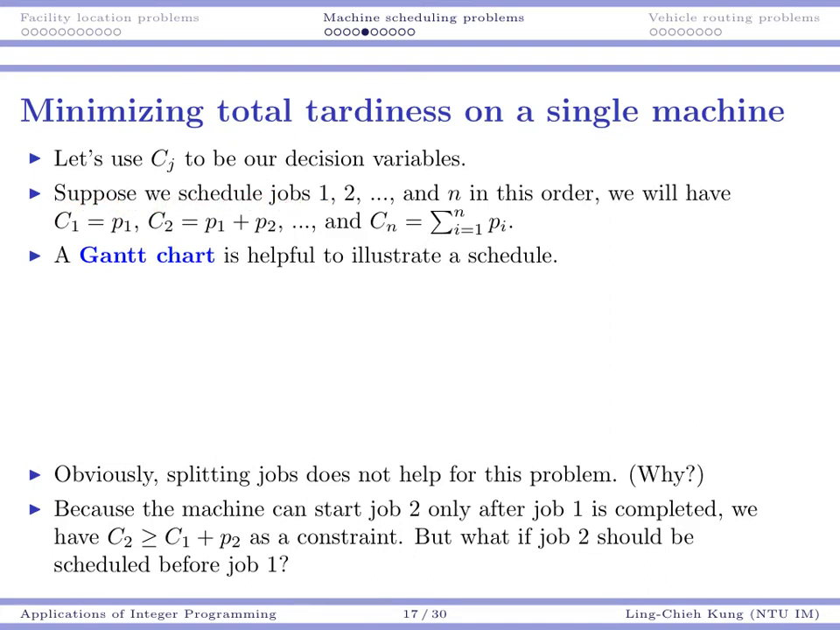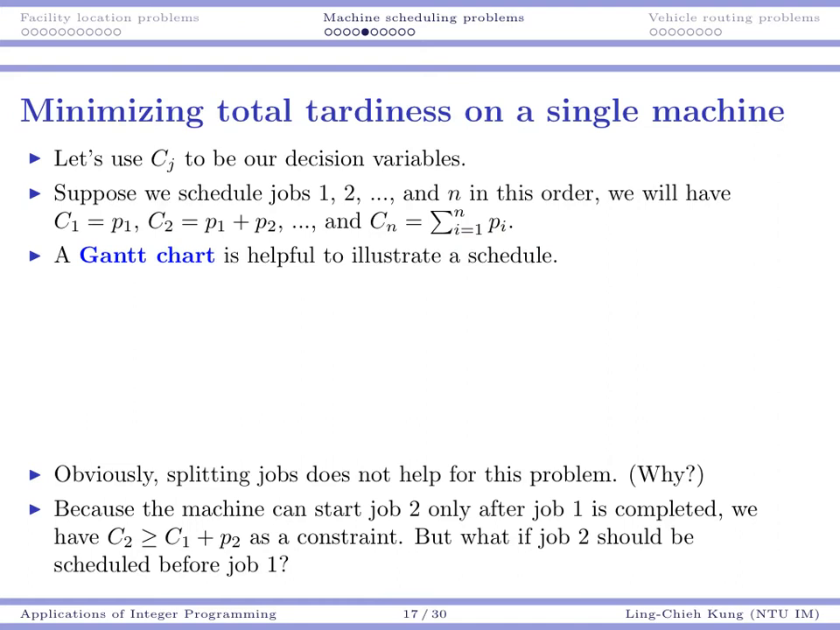Suppose we schedule jobs 1, 2, 3, and so on up to n in order. So that means we work on job 1 first, and then job 2, and then job 3, and finally job n. Then a relationship we will have is here. C1 would just be p1 because we start at time 0. And then after a certain amount of time, we complete that job. For C2, it becomes p1 plus p2. We use p1 to finish job 1 and then p2 to finish job 2. And Cn and so on.